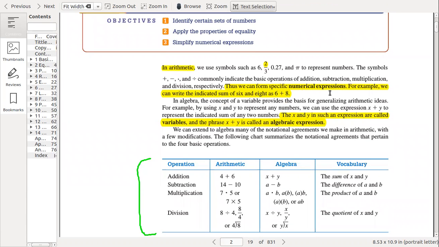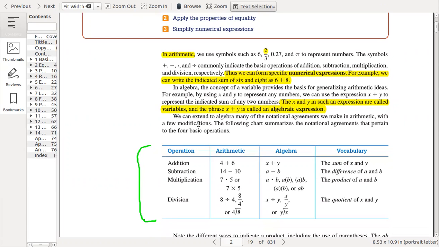In contrast with the numerical expression, there is the algebraic expression. The difference between a numerical expression and an algebraic expression is that in a numerical expression, we only use numbers, but in an algebraic expression, we use variables. So instead of numbers here, we use variables x plus y. The x and y in such an expression are called variables. Variables mean quantities which change, which can hold different values, and the phrase x plus y is called an algebraic expression.